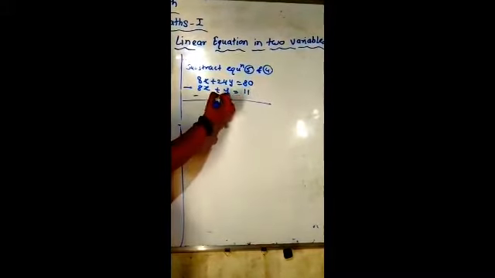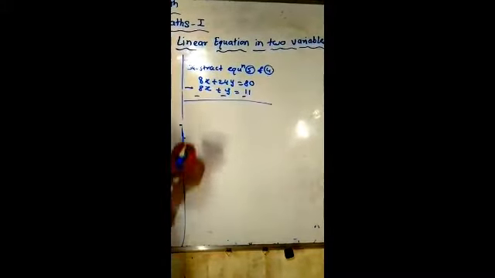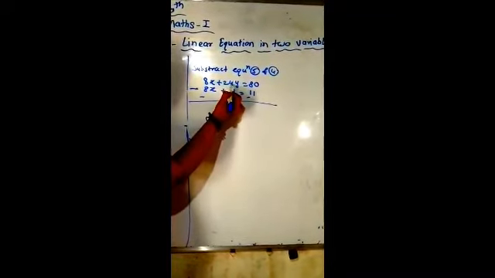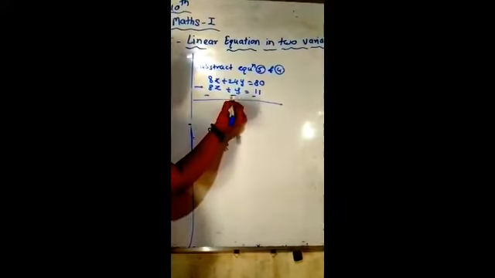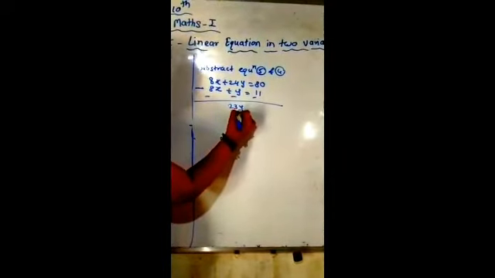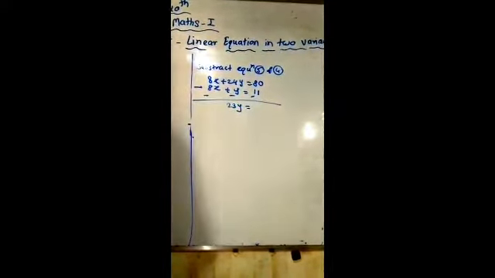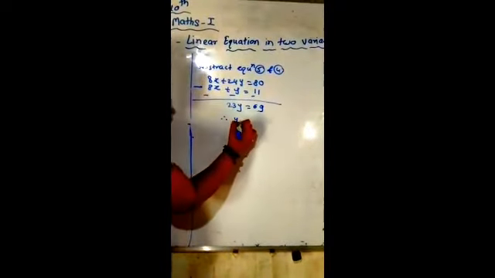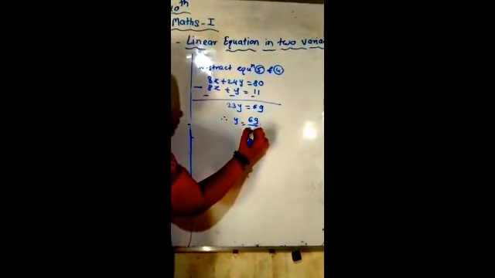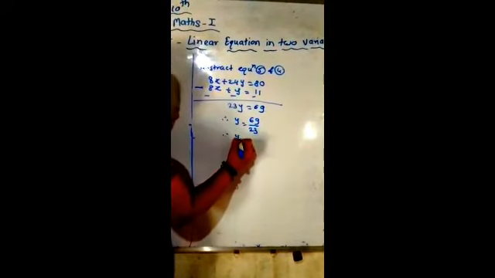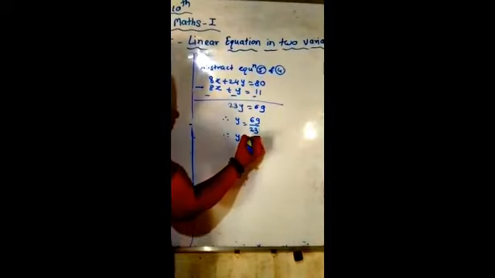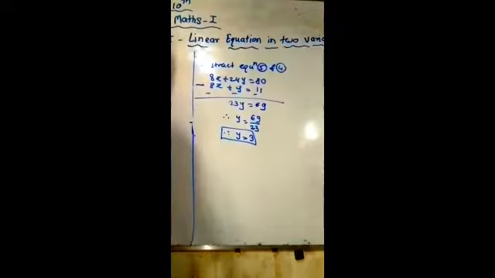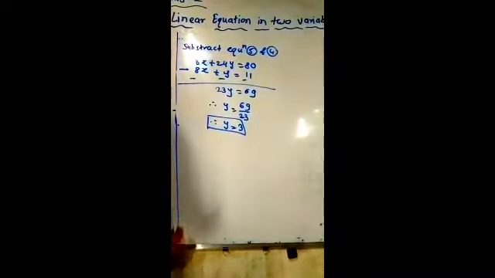For the subtraction, first change the sign. Here plus 8x minus 8x we get 0. 24y minus 1y is equal to 23y. Then 80 minus 11 is equal to 69. Then y is equal to 69 upon 23. You know 23 times 3 is 69. Therefore, y is equal to 3. We get the value y is equal to 3.